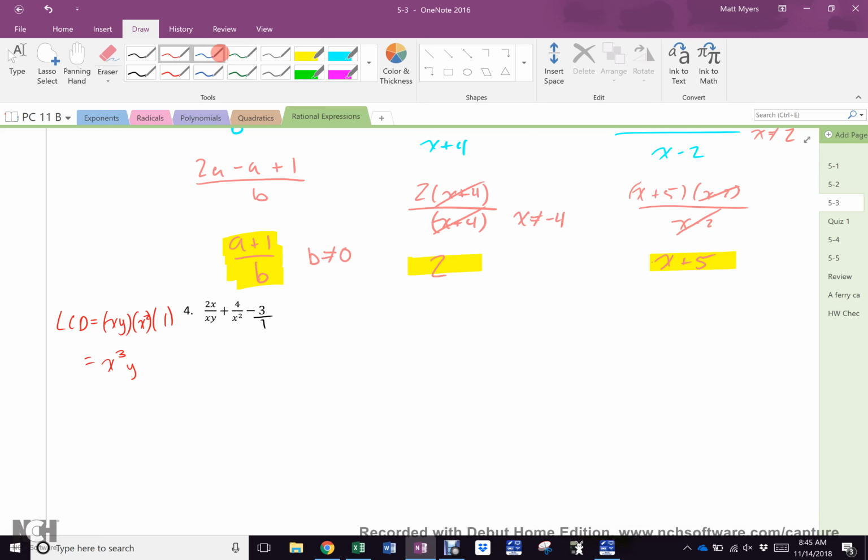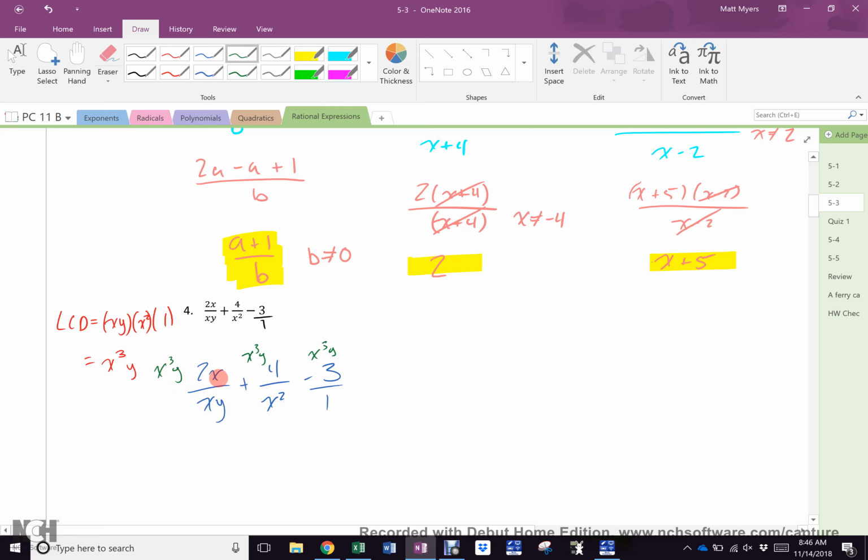All right, let's rewrite 2x over xy plus 4 over x squared minus 3 over 1, yeah? What's my common denominator? X cubed y, right? Which means this term has to multiply by x cubed y, correct? What about this term? I'm going to change color there. XY, x cubed y, and x cubed y, correct?